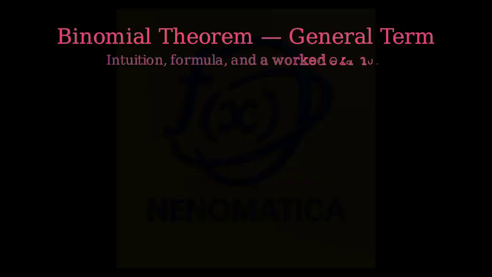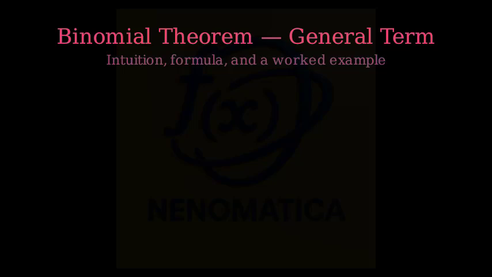Welcome! In this lesson, we'll build a strong, intuitive understanding of Newton's binomial theorem. Our focus will be the general term formula, which lets you jump straight to any term in a binomial expansion without expanding everything. The binomial theorem expands (a + b)^n as a sum of terms. Each term has three parts: a binomial coefficient, a power of a, and a power of b.